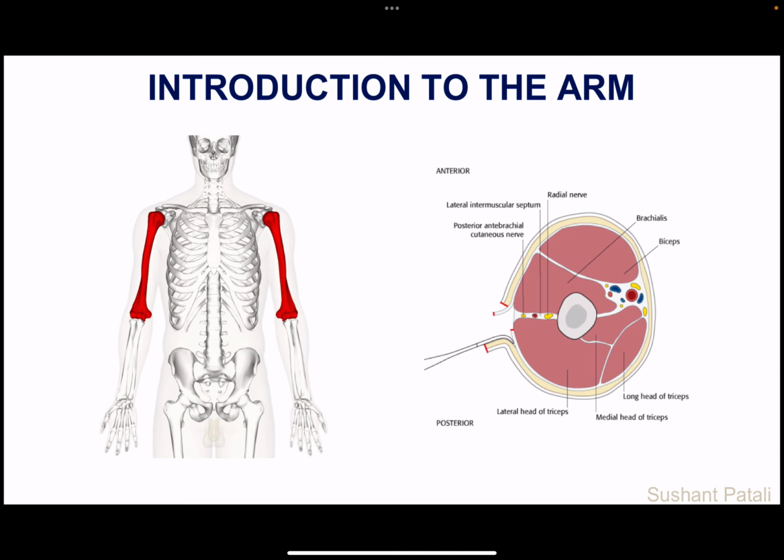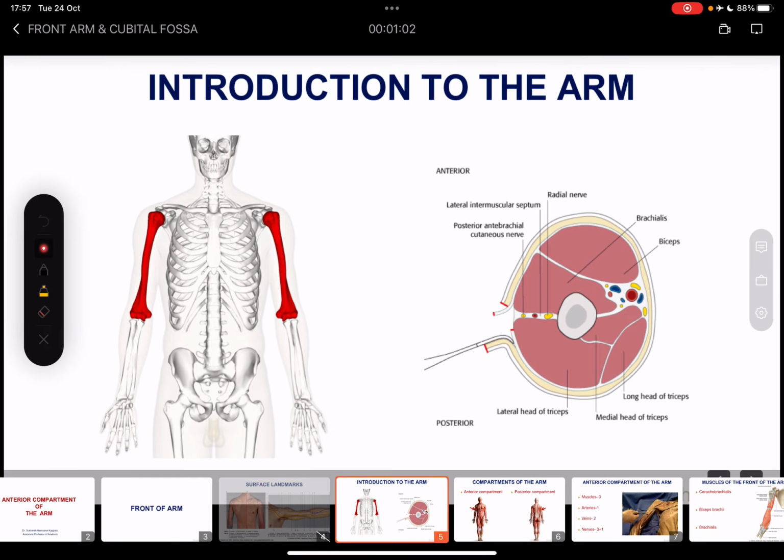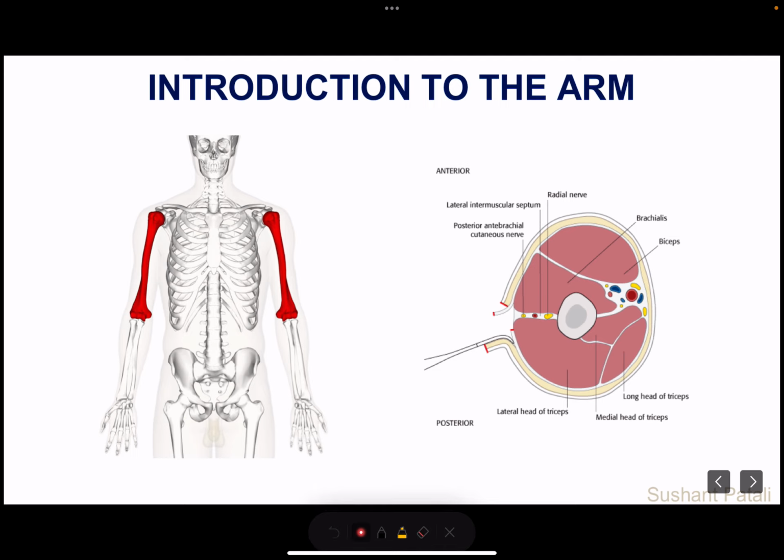Now the arm consists of two compartments. There is an anterior compartment and a posterior compartment. These compartments are separated from each other by medial and lateral intermuscular septa. We all know that the deep fascia covering the arm is called the brachial fascia. So this brachial fascia encloses the muscles and the other structures of the arm as a tight sleeve. So the deep fascia here is called the brachial fascia. It's like a stocking that's going to keep the structures of the arm together.